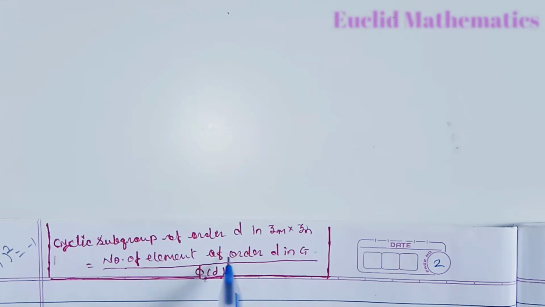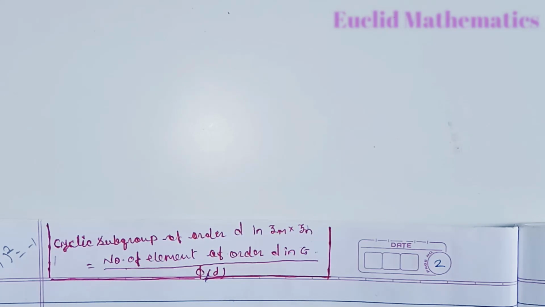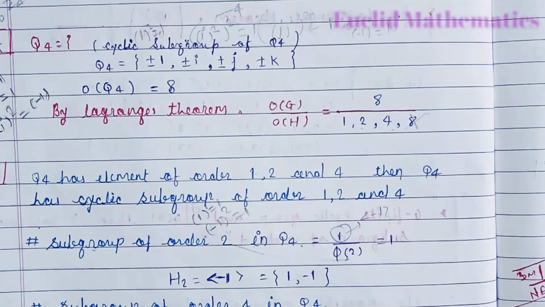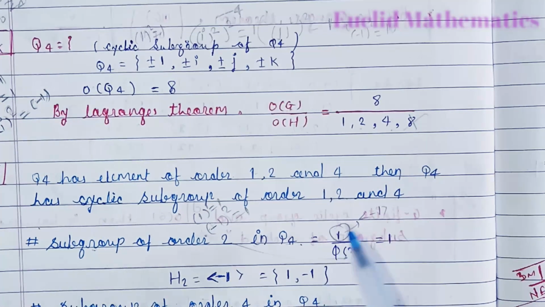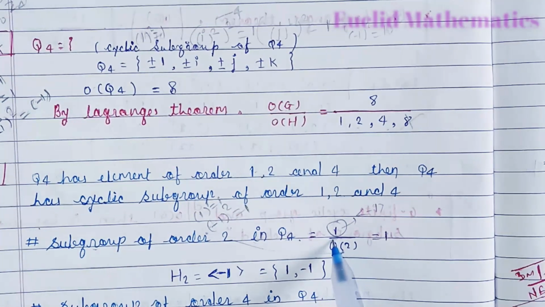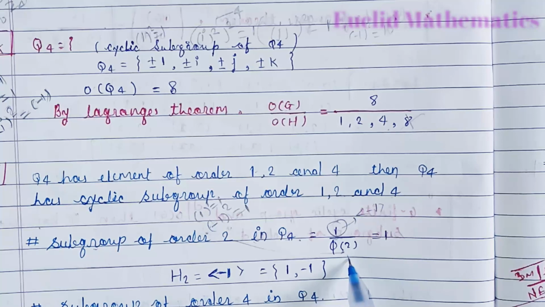So we want the number of elements of order d in G, and we divide by phi of d. What is phi of d? It is the Euler phi function. I will explain how we can find the Euler phi function here also. So let's go for the solution. Here we want the subgroups of order 2 in Q4. That means the number of elements of order 2 in Q4 divided by phi of 2, as per our previous result.